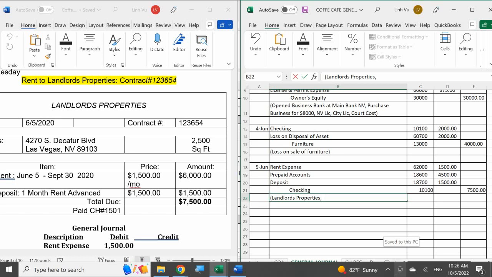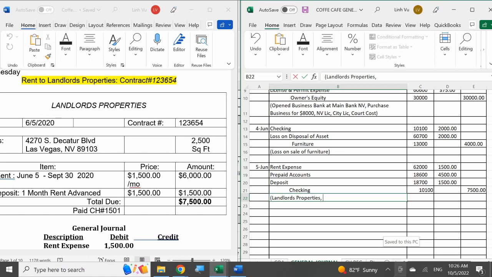Okay, so what do I call this? Because it's not a receipt. What is this? You said the lease? Right. So what is it? It's the lease. Is there a number to it? It's the contract number, right?